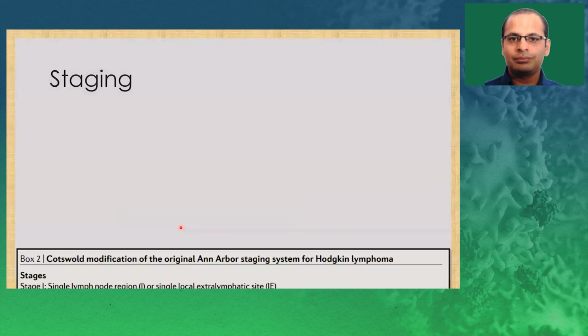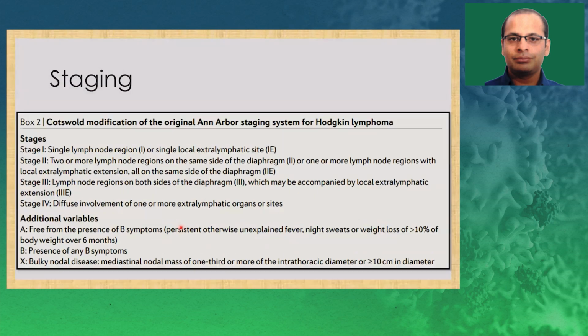We go into staging. Staging is by the classical Ann Arbor staging and some modifications of it. This is based on CT scan. Stage one is when only a single lymph node or single extra lymphatic site is involved. Stage two is when there are two or more lymph node sites on the same side of the diaphragm, or one or more lymph nodes and some local extra lymphatic extension, but on the same side of the diaphragm, that is either below or above the diaphragm.